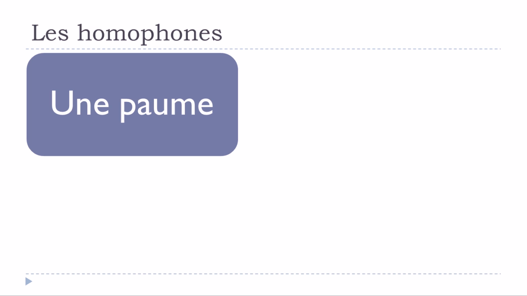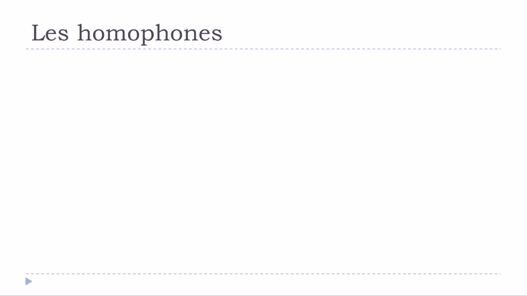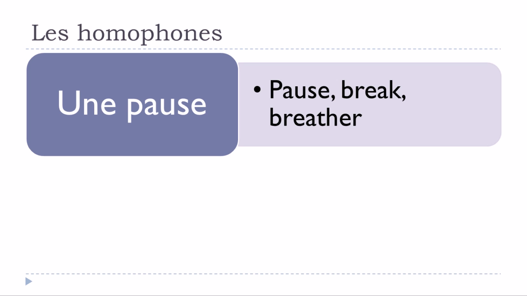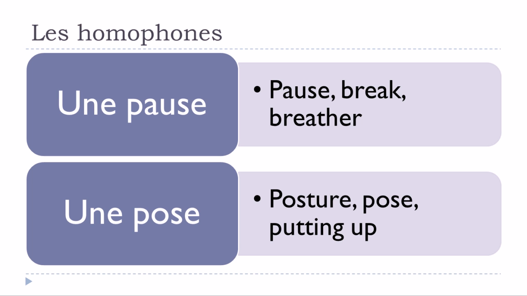Une paume. Une pomme. Okay, so you can see that I pronounce them a little bit differently, but be careful that in many cases people will pronounce them the same way, because normally it should be a bit lower, paume, and then here more open, pomme. Une pause. Une pose. Okay, so une pause, une pose.